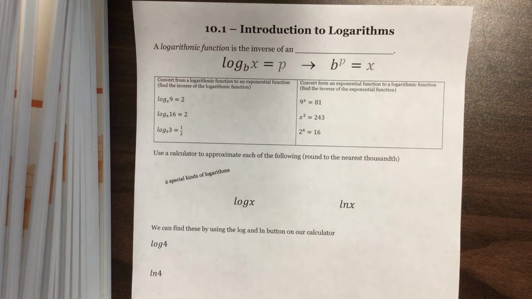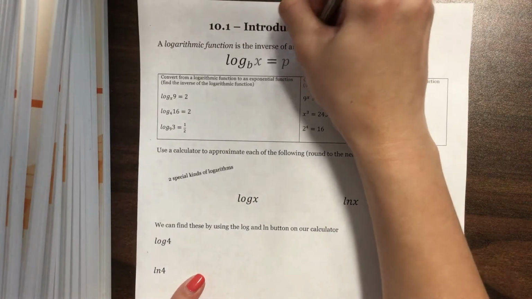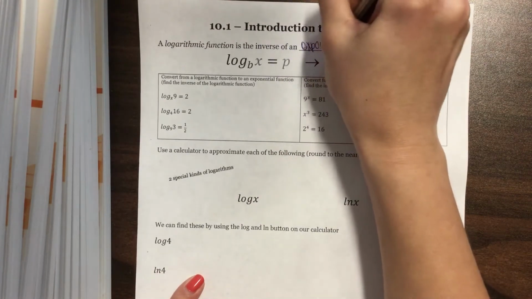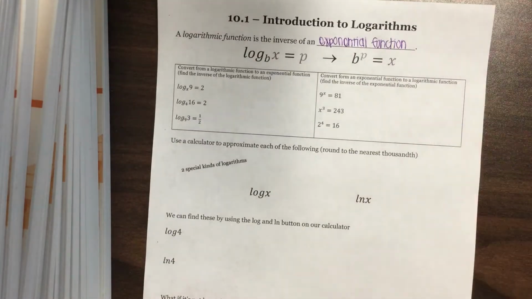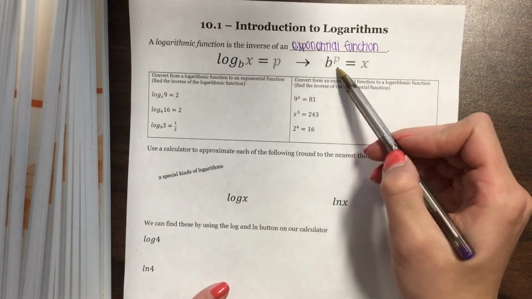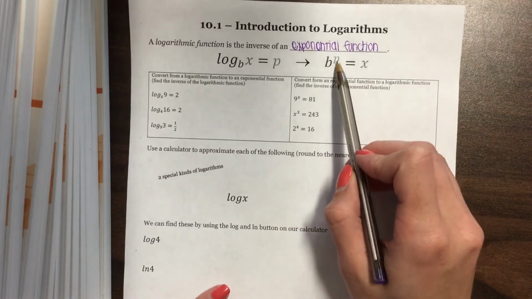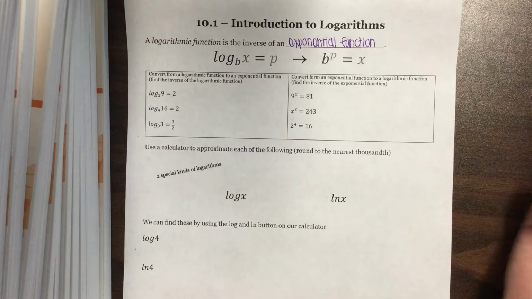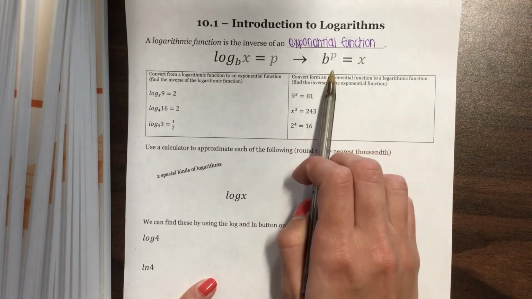Okay, so 10.1, Introduction to Logarithms. This is new stuff. You guys haven't seen this before. So first things first, a logarithm function is the inverse of an exponential function. And you guys have worked a lot with exponential functions in past math classes, a little bit in this class, not too much. But basically, an exponential function is just some base. It could be a number, it could be a variable, to a power equals an answer. That's all it is. So a logarithm is just another way to write an exponential function.